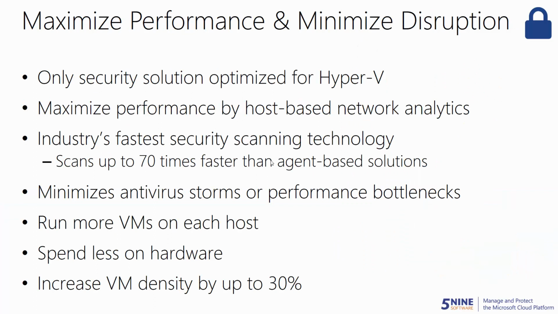Five9 Cloud Security will allow you to maximize your performance with the fastest and least disruptive scans in the industry. This is the only security solution optimized for Hyper-V, so you can maximize your performance by locally analyzing and securing your network traffic without routing it through external appliances. Additionally, Five9 leverages the industry's fastest scanning technology to detect malicious files without causing antivirus storms or performance bottlenecks. This allows you to run more VMs on each host, which means you can spend less money on hardware and increase your VM density by up to 30%.